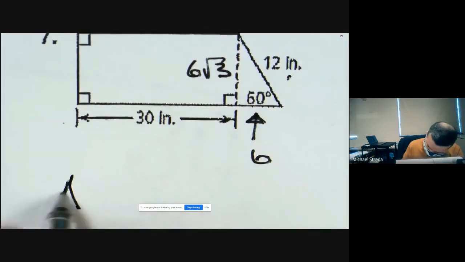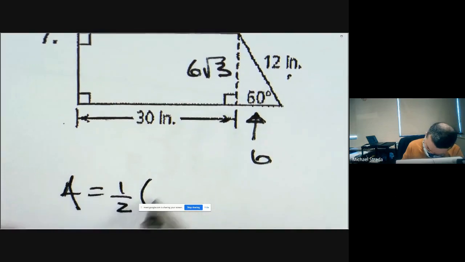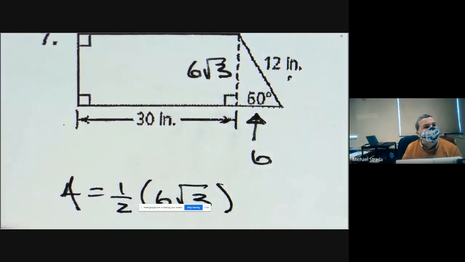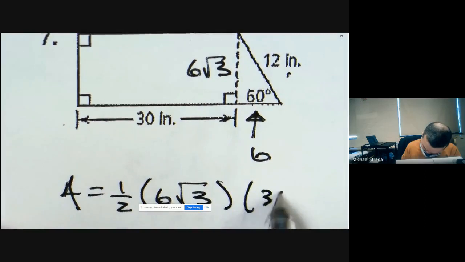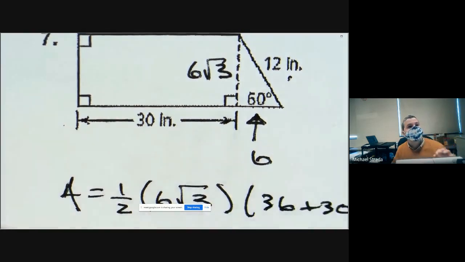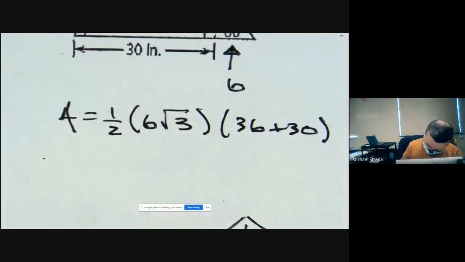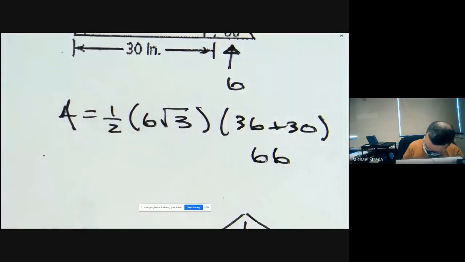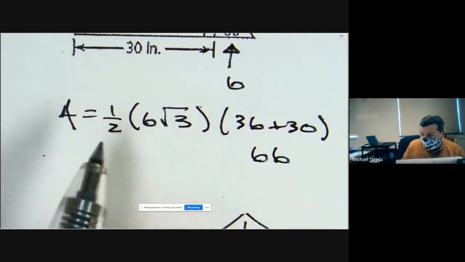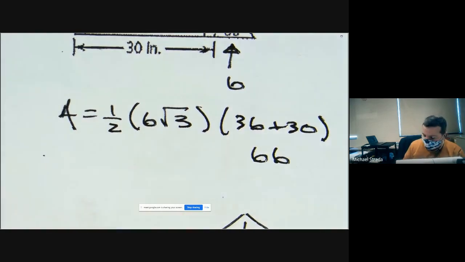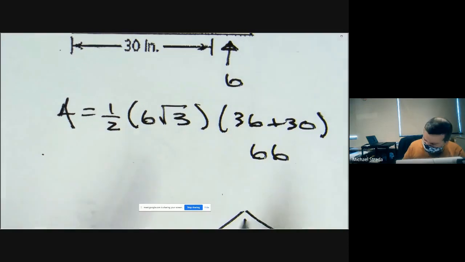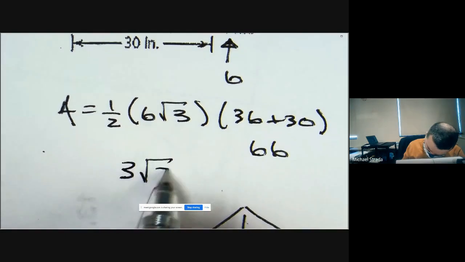Area equals 1/2 the height, which is 6√3. And then the two bases added up, 36 plus 30. All right. 36 plus 30 is 66. Now, you have a choice. You can either do half of 6√3 or half of 66. Doesn't matter to me. But if you do half of 6√3, realize that only affects the outside number. What's half of 6, the outside number? So that expression will be 3√3.